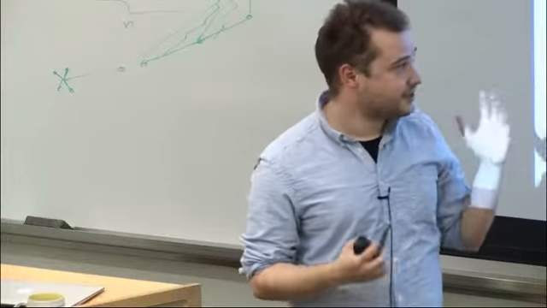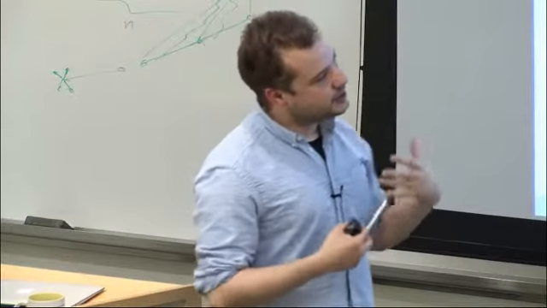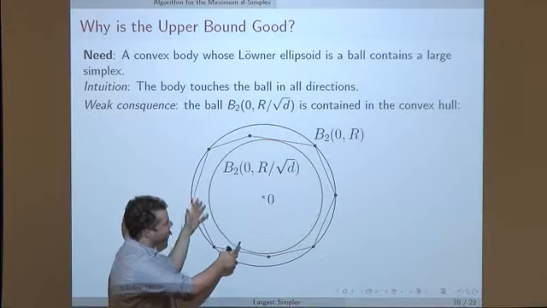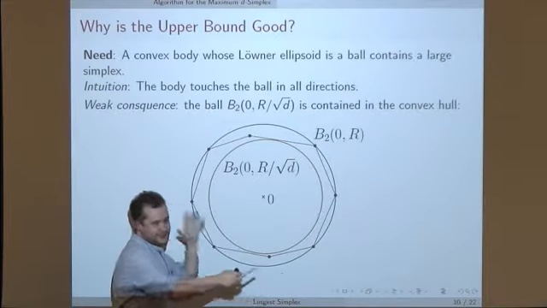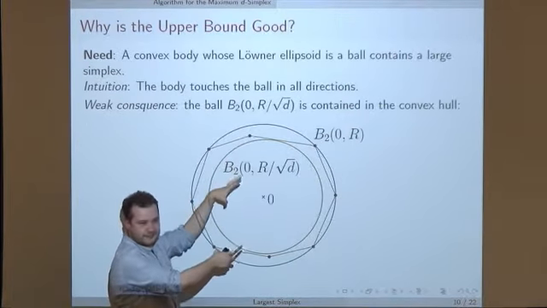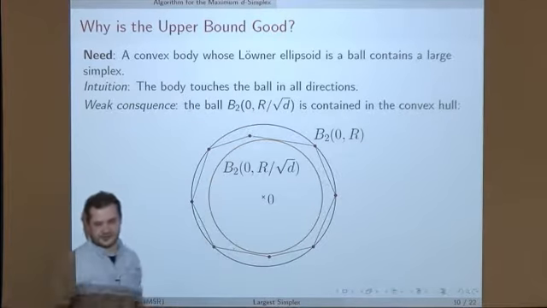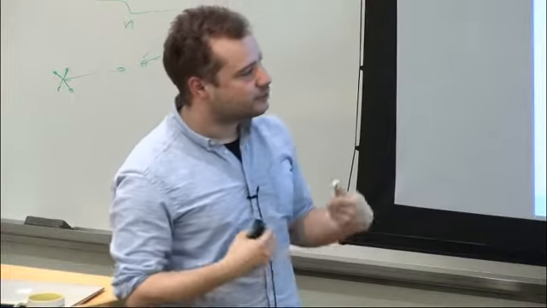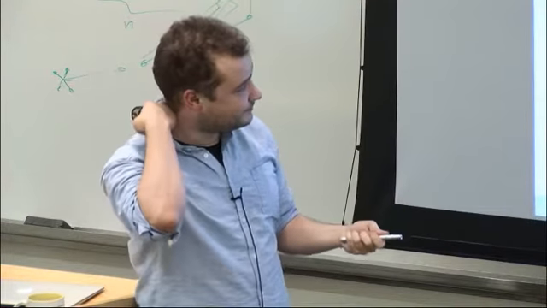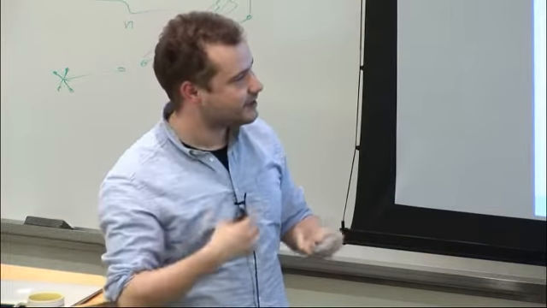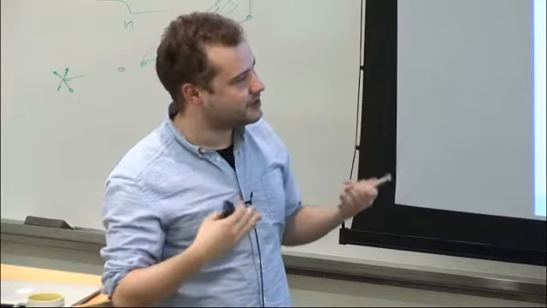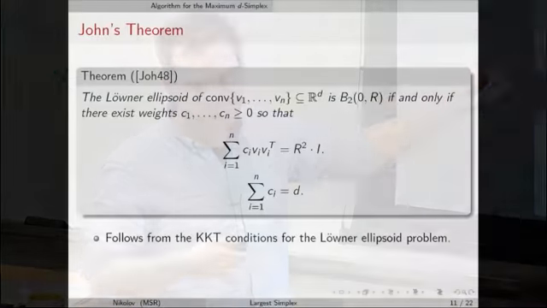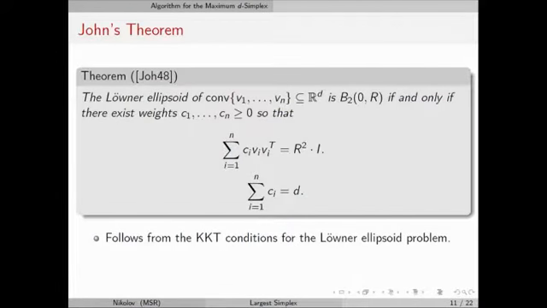OK, so that's one thing that tells you that the upper bound is good, in the sense that this convex hull has to contain large things because it contains this relatively large ball inside of it. This was used by previous algorithms, but it's not quite good enough for us. What I'll use is a fact from convex optimization that lets us prove something like that. In other words, I'll use the dual of the Löwner ellipsoid.